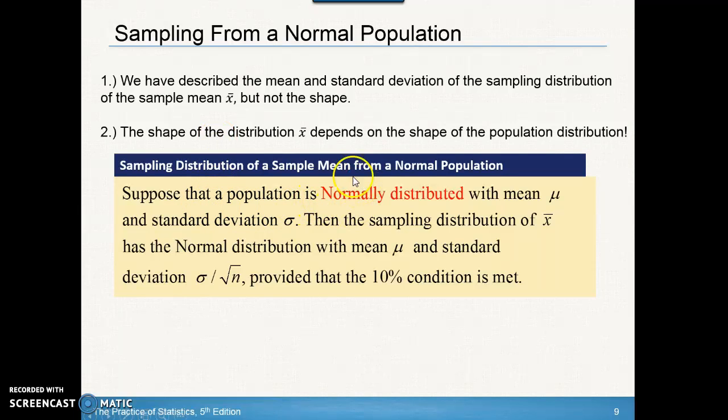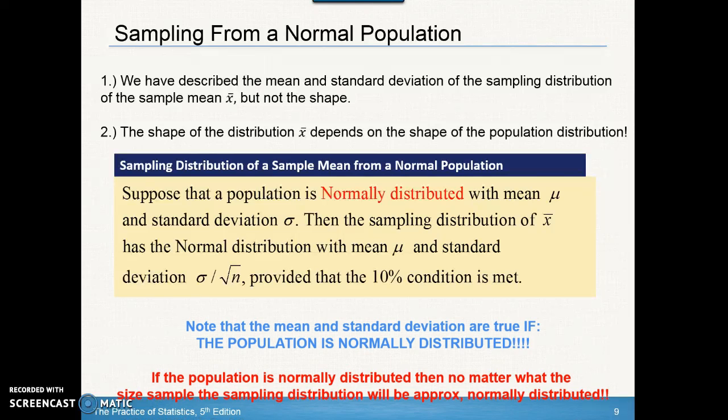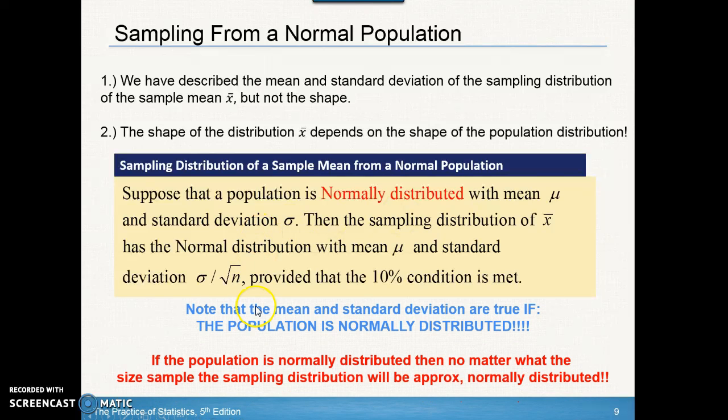Suppose that a population is normally distributed with mean mu and standard deviation sigma. Then the sampling distribution has a normal distribution with mean mu and standard deviation sigma over root n, provided that the 10% condition is met, and that's always true for your standard deviation. So what this is telling us is if your population is normally distributed, then your sampling distribution is going to be normally distributed. That's awesome. Now, note that the mean and standard deviation formulas are true whether or not the population is normally distributed.